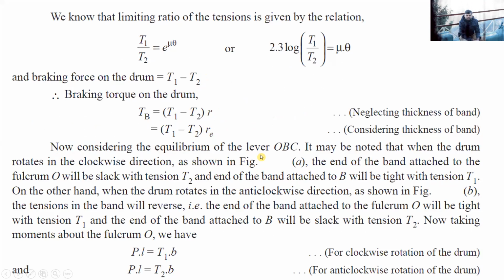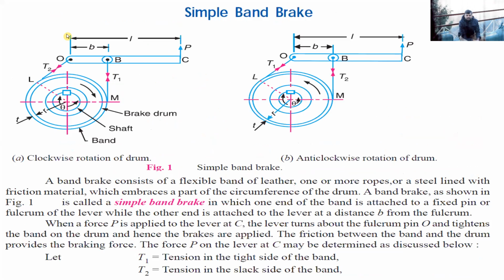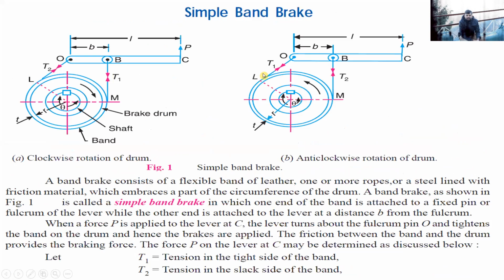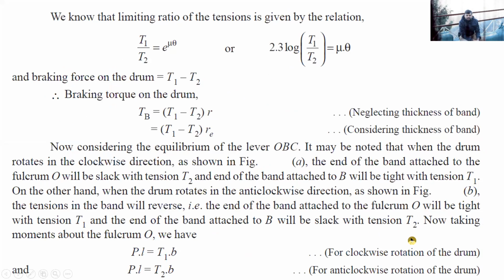Now, considering the equilibrium of lever OBC, this is lever OBC. Okay. It may be noted when the drum is rotated in clockwise direction, as shown in figure A, the end of the band attached to the fulcrum O will be slack, that is loose. Okay. And the end of the band attached to B will be tight with tension T1. So when it is moving in clockwise direction, this will be the tight side and this will be the loose side or slack side. So at the tight side, the tension is T1 and at the slack side, the tension is T2. Okay.